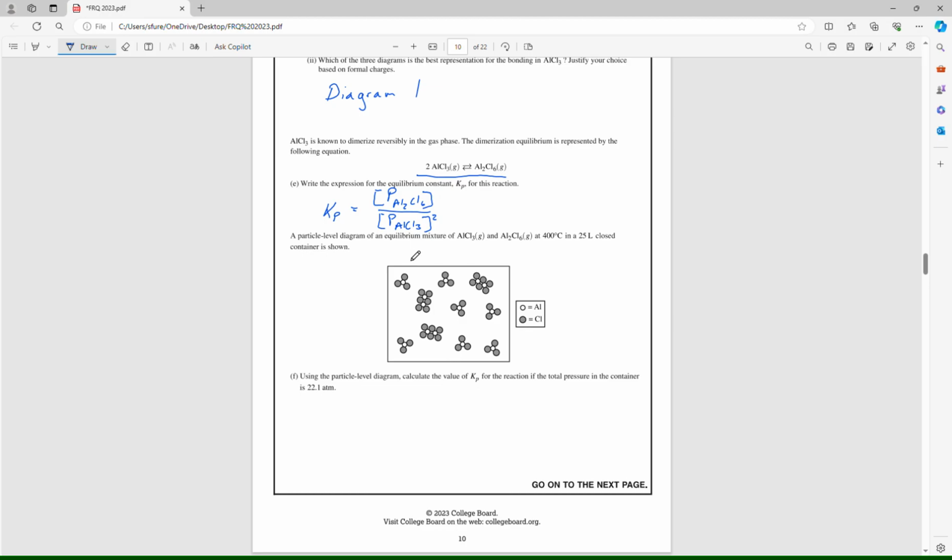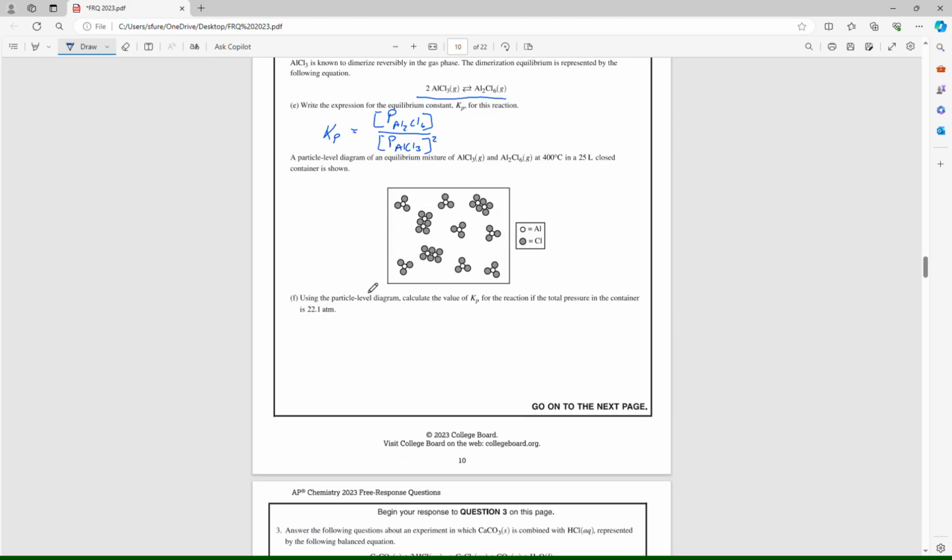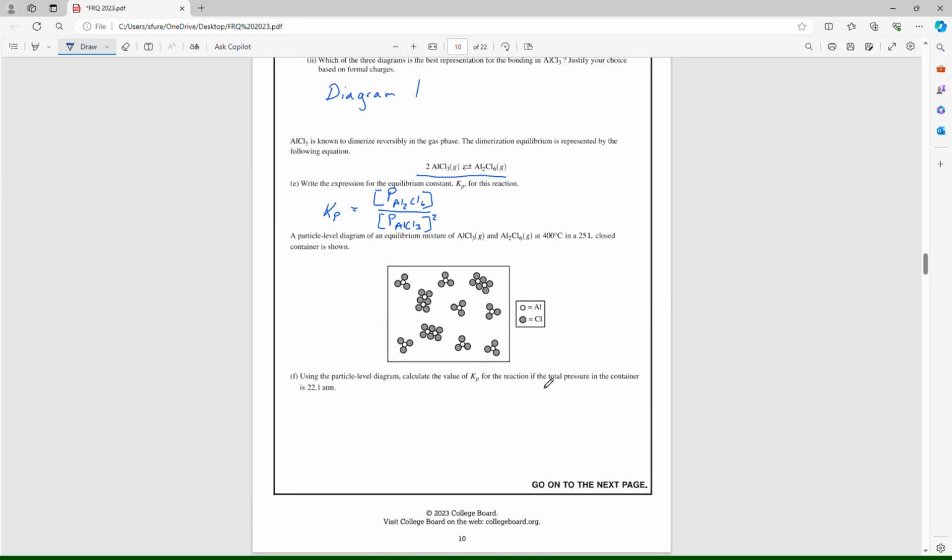Particle level diagram of an equilibrium mixture of this. Okay, cool. Using the particle level diagram, calculate the value of Kp for the reaction if the total pressure in the container is 22.1. So let's deduce some things here. P total equals P1 plus P2. This is on your equation sheet. I think, actually, I'm not sure. Let me see. Yeah, it is. It's under gases, liquids, and solutions on the second page of the equation sheet. It actually says P total equals PA plus PB plus PC plus ... But we could just say P total equals P1 plus P2 for the purpose of this problem.